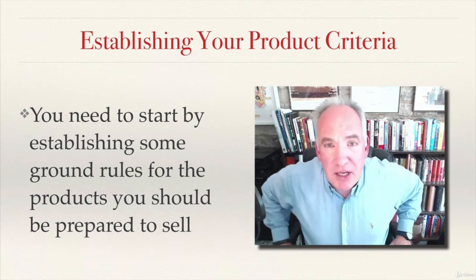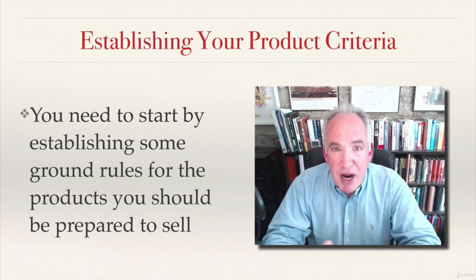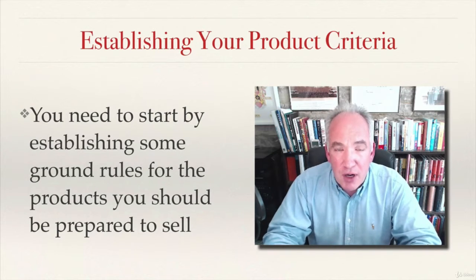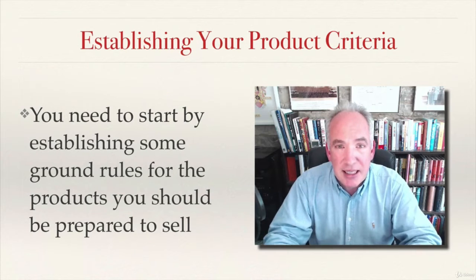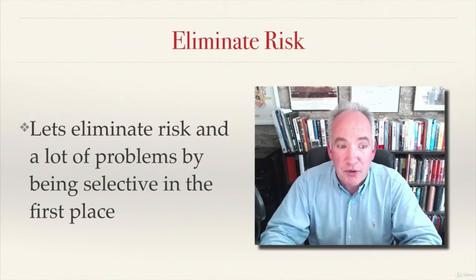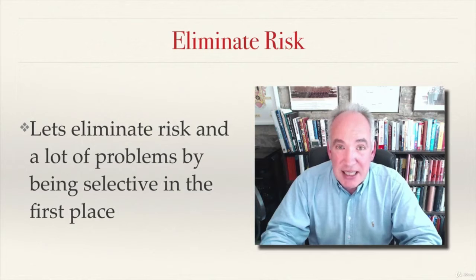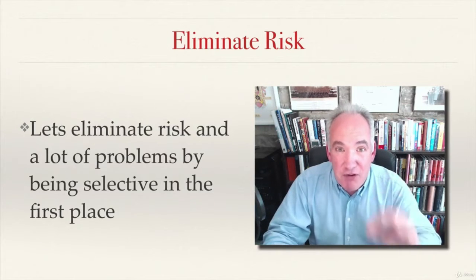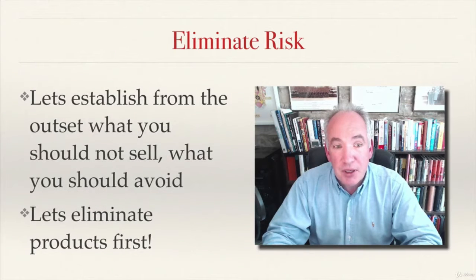So what we need to do is to establish our product criteria. We need to set the ground rules for the characteristics of the products that we're going to sell. And in doing this, we'll hopefully miss an awful lot of major pitfalls. The idea is to, as much as possible, eliminate risk and problems by being very selective about the products you sell in the first place. So I want to establish from the outset what you should not sell and what you should avoid.